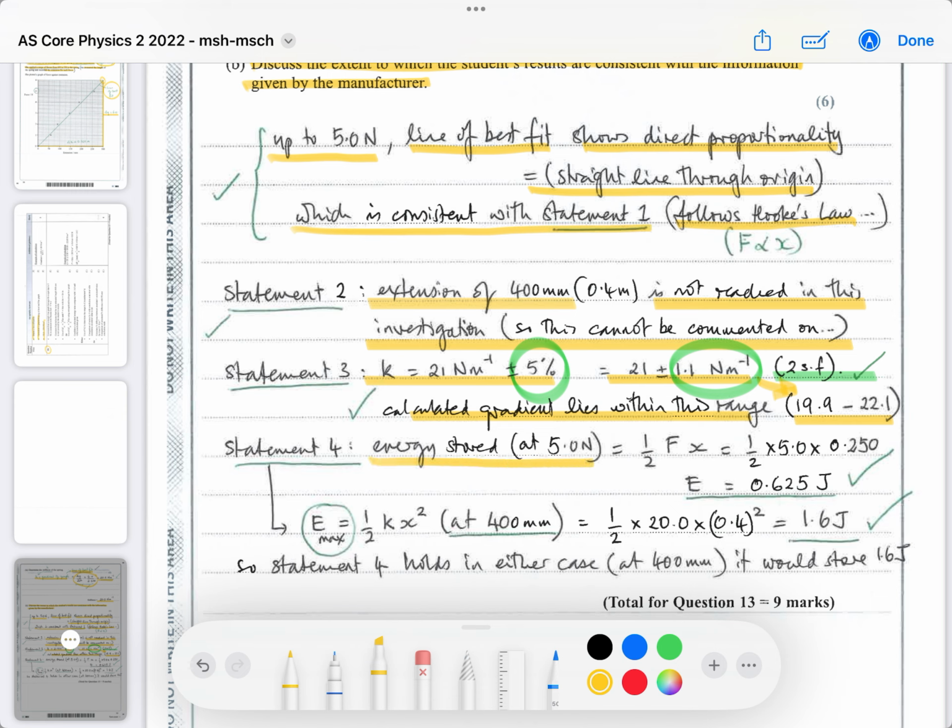Then the energy stored at 5 newtons, which was the maximum that they went to, only gets 0.625, and statement 4 says that it can store 1.6 joules. For that, we would have to stretch it to 400 millimeters using the K value that I calculated, and you put the 400 millimeters in as 0.4, you square it, you would get 1.6 joules. So statement 4 holds in either case. At 400 millimeters, it would store up to 1.6 joules. Okay, pretty good. So I think that would get the 6 marks according to where I have placed the ticks.